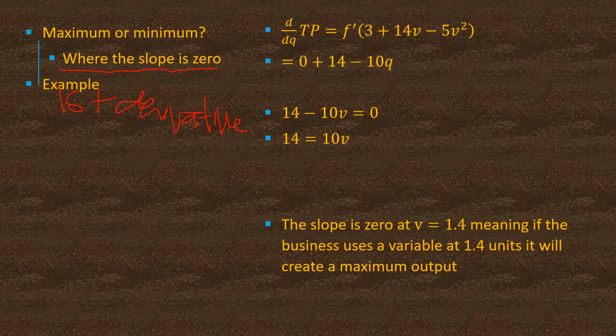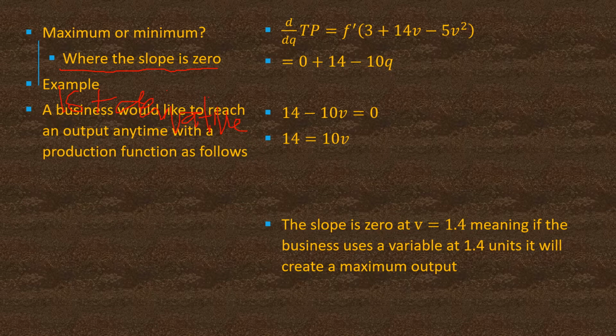Let's see, for example, how do we determine the use of finding the slope or finding the maximum or the minimum. Example, a business would like to reach an output with a production function as follows. Now, a production function will determine how much output is being produced using the different variables or the fixed factors that we have. Remember that we have two kinds of factors, which are the variable factors and the fixed factors. So by using these factors, how much output could be produced? This is the total product itself.